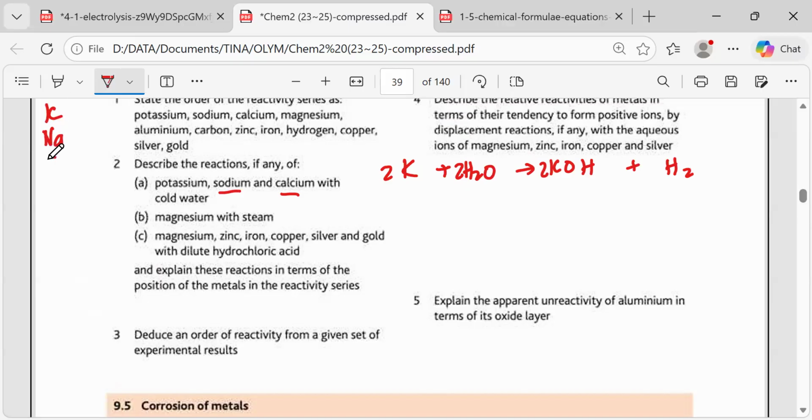Potassium, sodium, calcium, magnesium, carbon, then zinc, then iron, hydrogen, copper, silver, gold. Okay, write down the equation. This one is the equation of potassium and water. Try and write sodium and water and calcium and water. Okay?